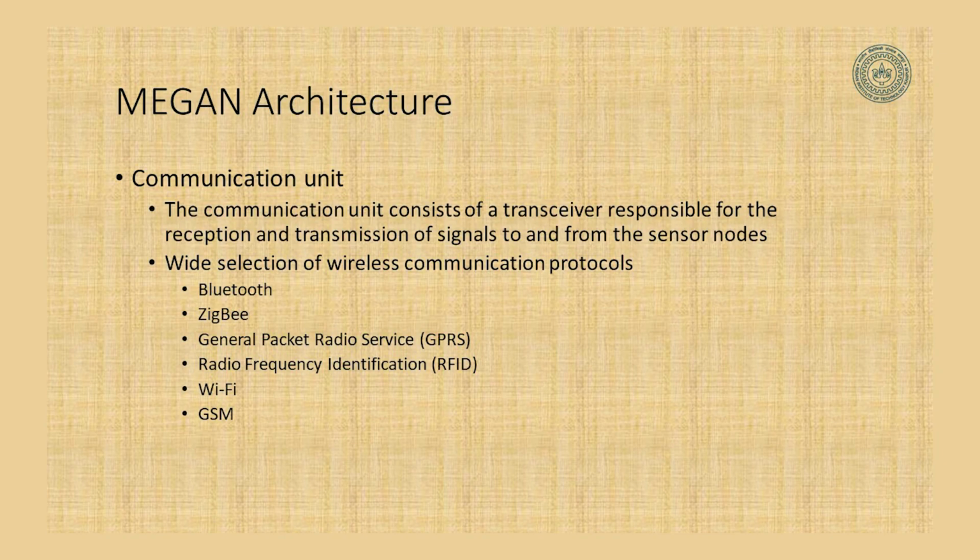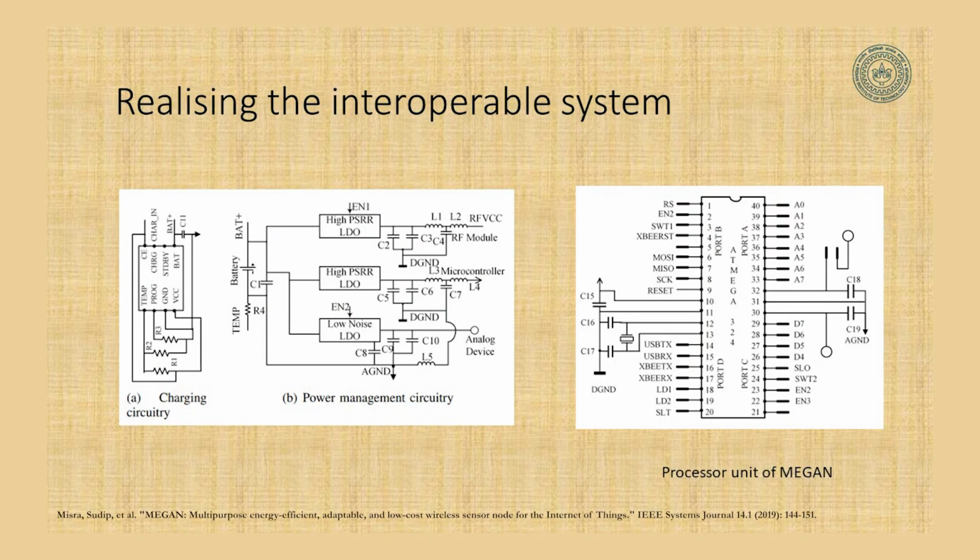So, you can use many different wireless communication protocols such as Bluetooth, Zigbee, general packet radio service, radio frequency identification, Wi-Fi, GSM. All of these are available on that low cost sensor node. So, this is how they have realized the interoperable system.